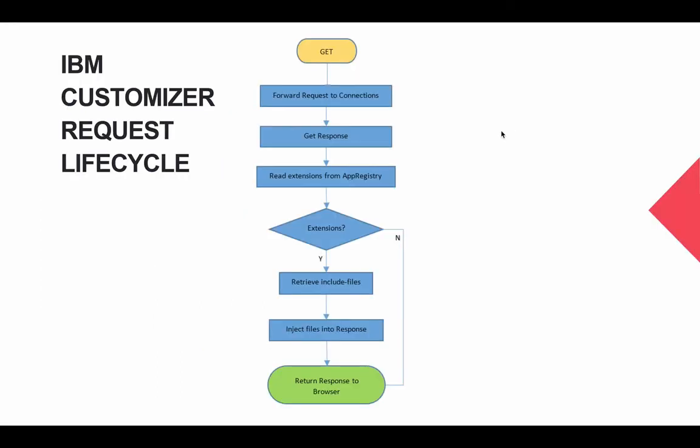So to recap, all GET requests flow through Customizer. It forwards them to Connections, and when it gets a response, it talks to App Registry to see if any extensions have been registered for that particular request. If not, the response is returned to the browser in the normal way. If so, then the JSON that's returned from the App Registry is examined for a list of include files, and those include files are injected into the response. They would typically be JavaScript or CSS resources.